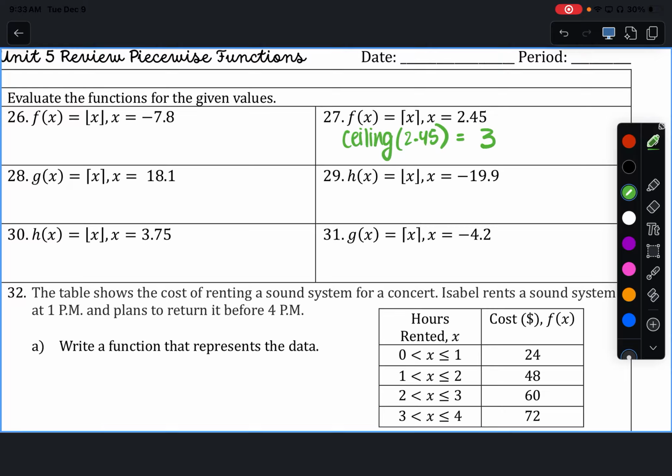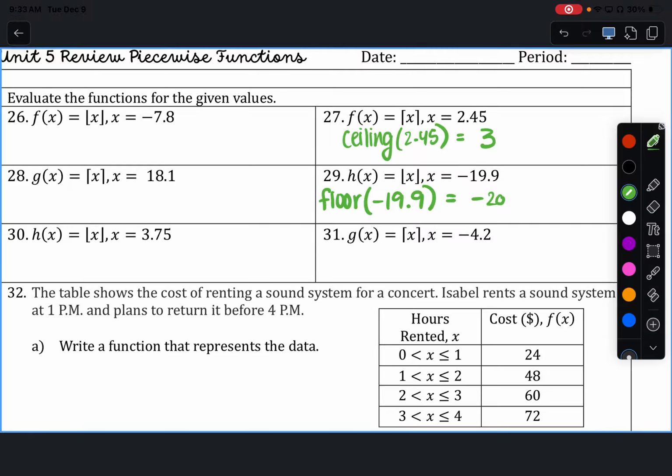3. Okay, now is that a ceiling or a floor? A floor. So we're trying to find the floor of negative 19.9. What would the floor of negative 19.9 be? Negative 20.